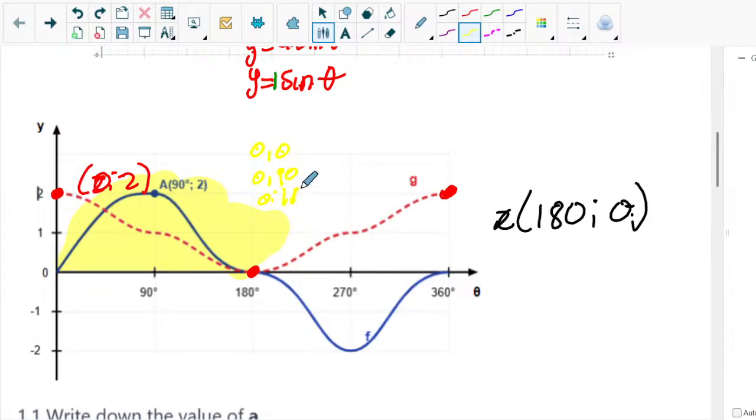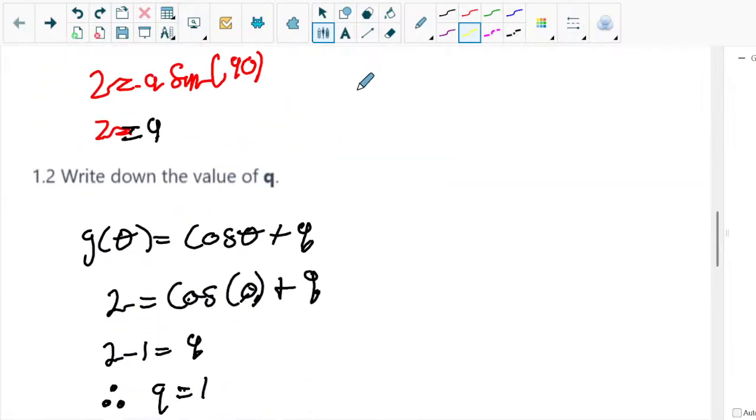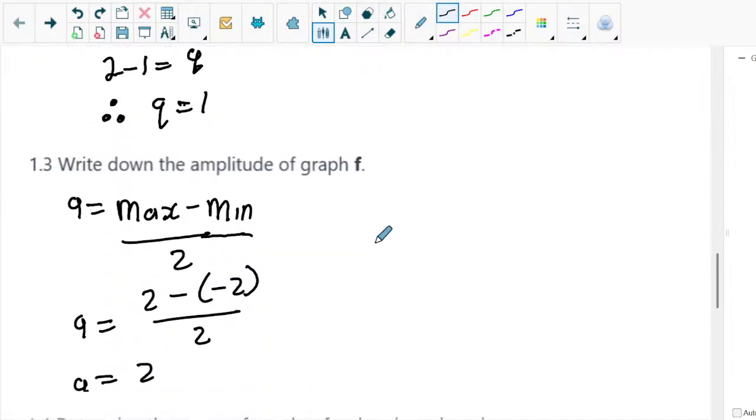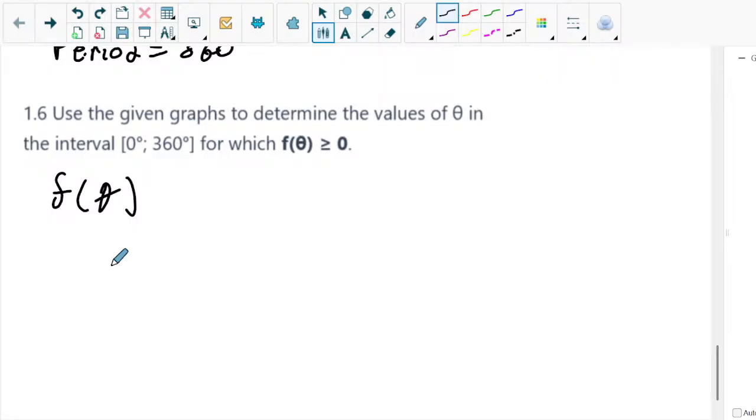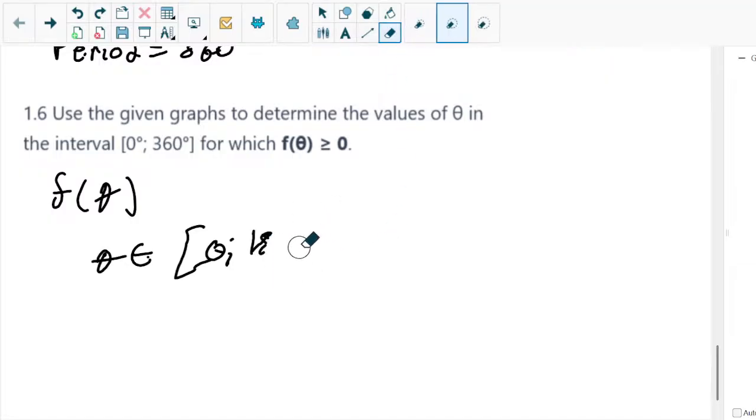Theta is an element, square bracket, from 0 up until we go to 180. Close bracket. Okay, this is the answer.